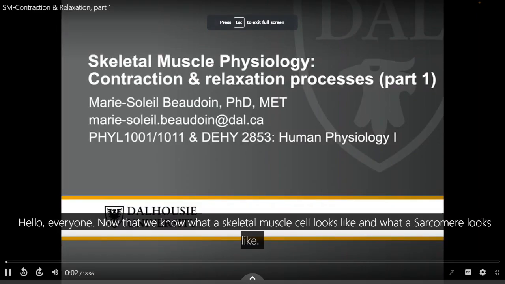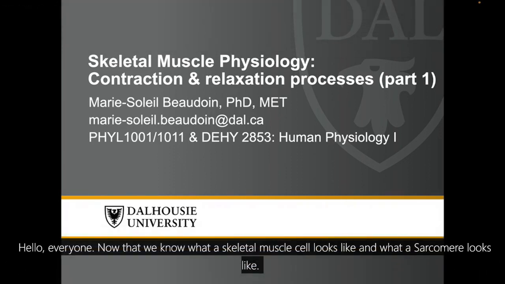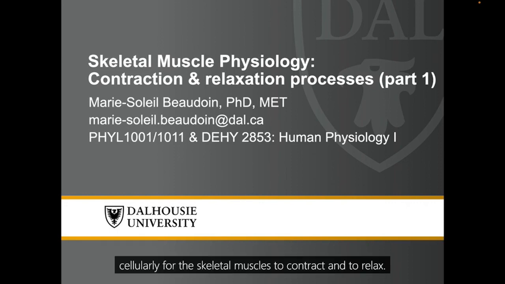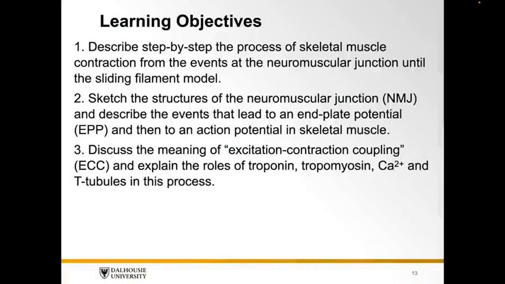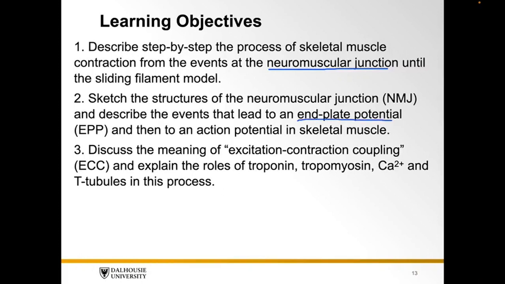Everyone. Now that we know what a skeletal muscle cell looks like and what a sarcomere looks like, the next two videos focus on the actions that happen cellularly for the skeletal muscles to contract and to relax. So in this part one, we will focus on what happens at the neuromuscular junction and the events that lead to an end plate potential. And the other key learning objective here is to describe what excitation-contraction coupling is.